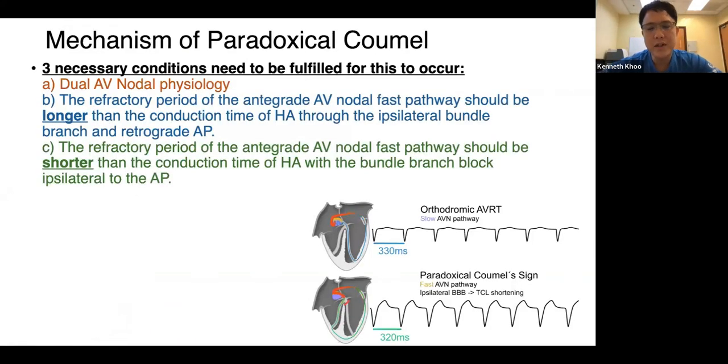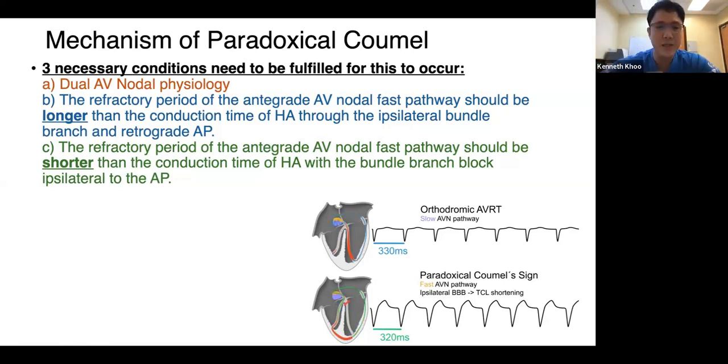So for paradoxical Kuhlman's phenomenon to occur, there need to be three necessary conditions that are pre-existing in that particular patient. Number one, there needs to be dual AV nodal physiology. And two, the refractory period of the antegrade AV nodal fast pathway should be longer than the conduction time of the HA through the ipsilateral bundle branch and the retrograde accessory pathway. Number three, the refractory period of the antegrade AV nodal fast pathway should be shorter than the conduction time of the HA with the bundle branch block ipsilateral to the accessory pathway.